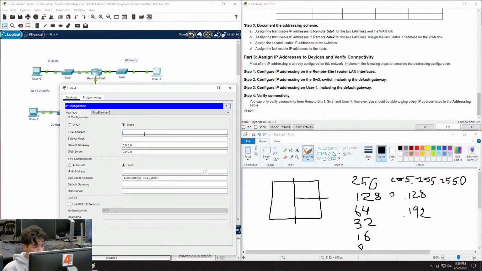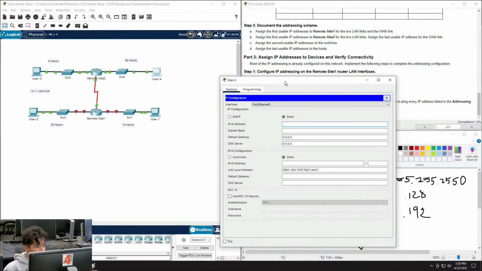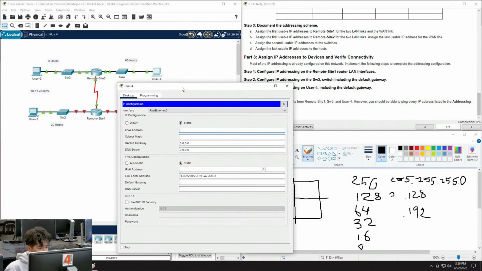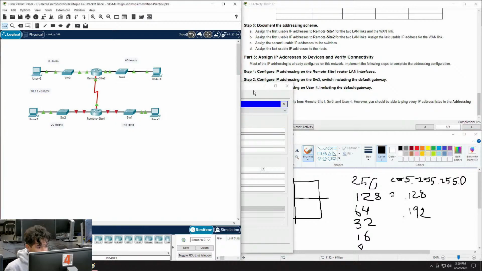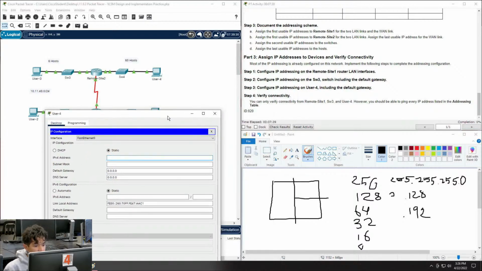Okay, so here we're gonna write the IP address, which it should provide us with. Yeah, right here. So this is the IPv4 address for the network. So let's write that down. We have 10.11.48.0.